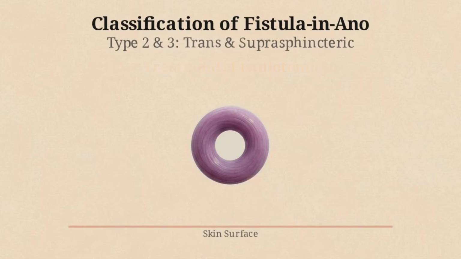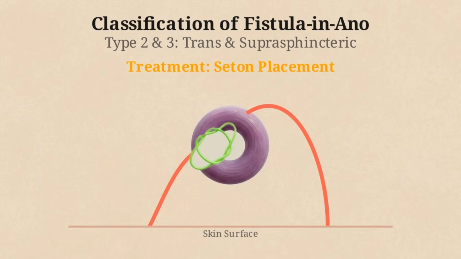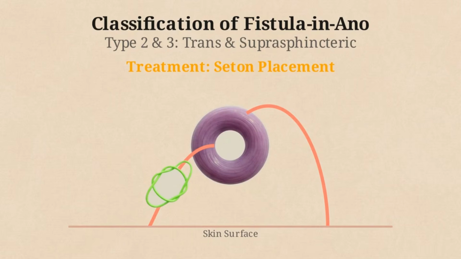These are high risk. The tunnels weave straight through the center or travel high above the crucial muscle layers. A straight cut here would guarantee muscle failure. To solve this, surgeons use Seton placement. A specialized surgical thread is fed through the entire tunnel and tied into a continuous loop. This thread gently keeps the pathway open to drain the infection over several weeks, allowing the tissue to heal without snapping the muscle. Finally, we have the type 4 complex fistula.